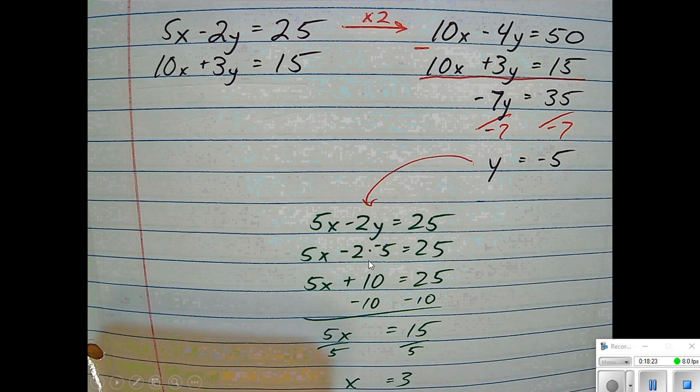Once we know that, we can plug negative 5 back into one of the equations and solve for x. X will turn out to be 3. So the solution to this system of equations is 3 comma negative 5.